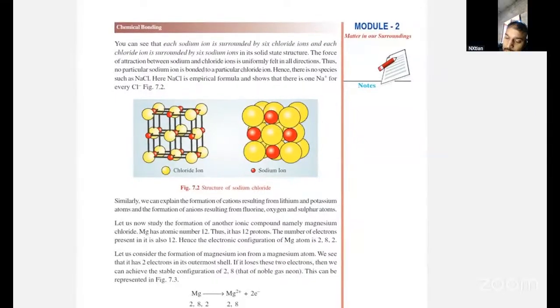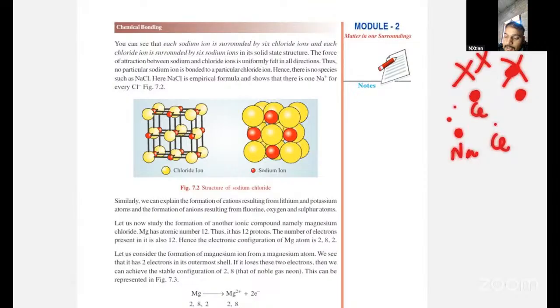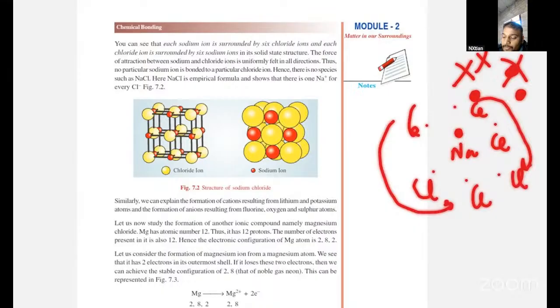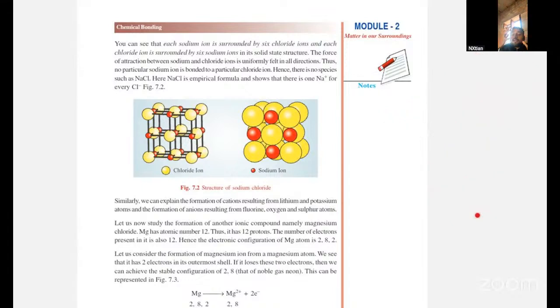Okay, so each sodium ion is surrounded by 6 chloride ions. The force of attraction between sodium and chloride ions is uniform. It's not that in one place there is more force of attraction and in another place less. For example, this is Na, and this is Cl, this is Cl, and so on. It is surrounded by 6 chloride ions, and every Cl ion is also surrounded by 6 sodium ions. So everywhere there is a uniform distribution of force.